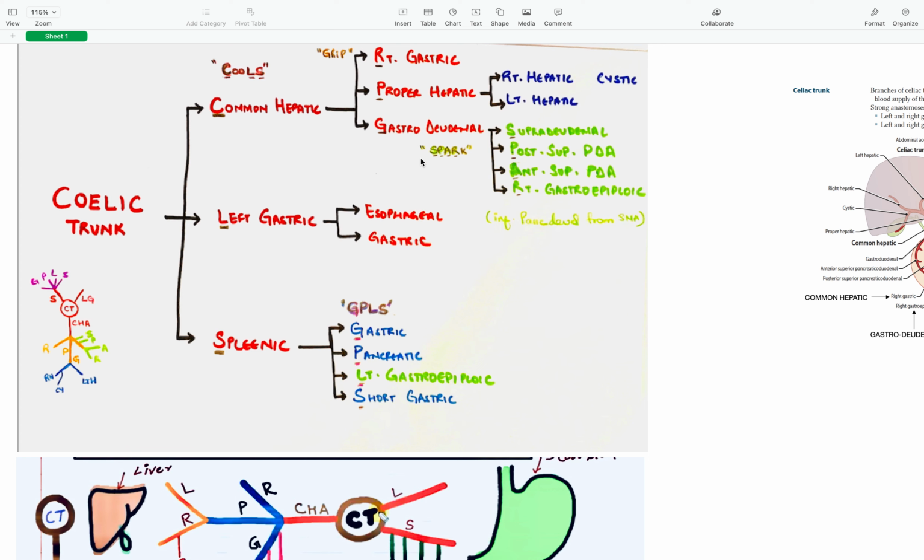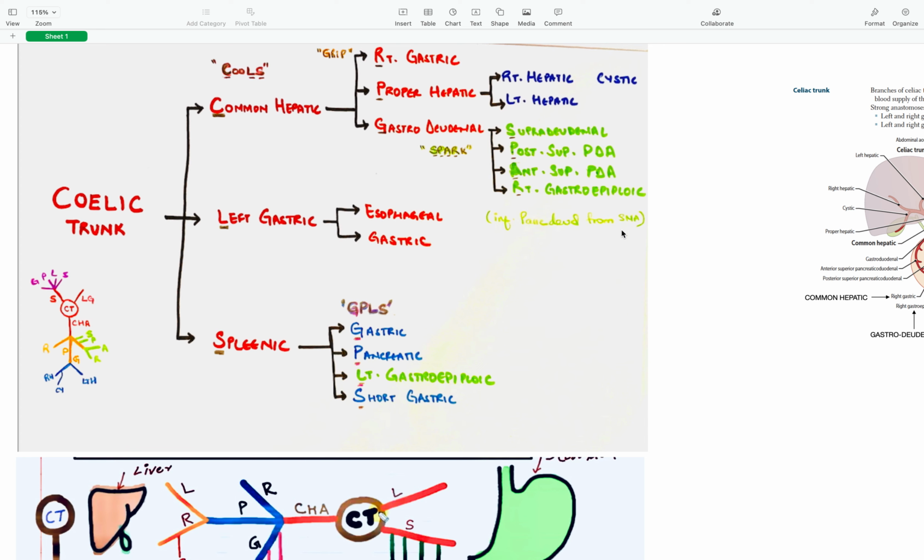The gastroduodenal artery is divided into supraduodenal, posterior, anterior, superior pancreaticoduodenal artery, and right gastroepiploic artery. This can be remembered by the mnemonic SPARC. Okay, and if posterior, anterior, superior pancreaticoduodenal artery is a branch of gastroduodenal artery, then the inferior pancreaticoduodenal artery is a branch of the superior mesenteric artery. It supplies most of the pancreas and also the duodenum.